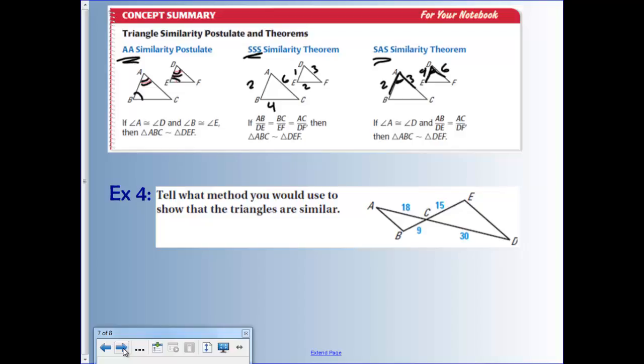Look at number 4. Tell what method you would use to show the triangles are similar. Do we know anything else about those 2 triangles?